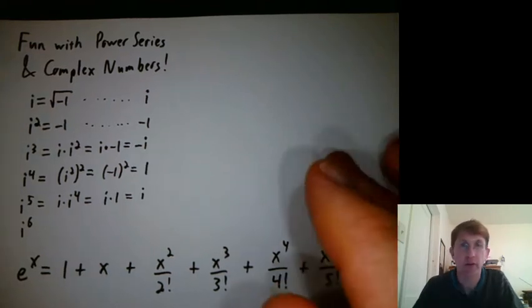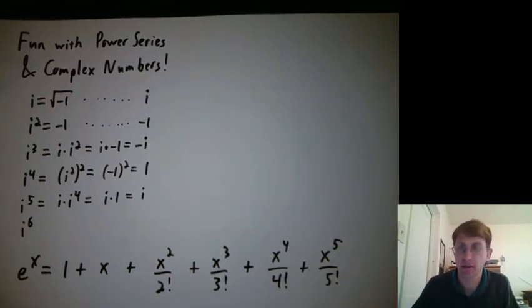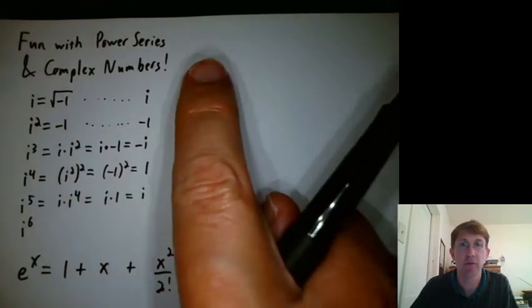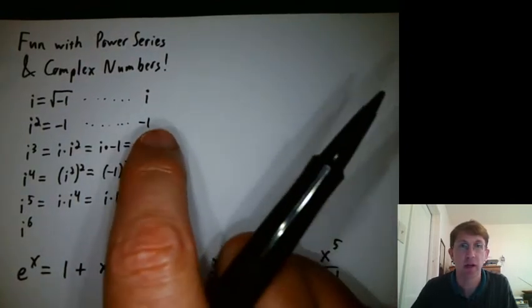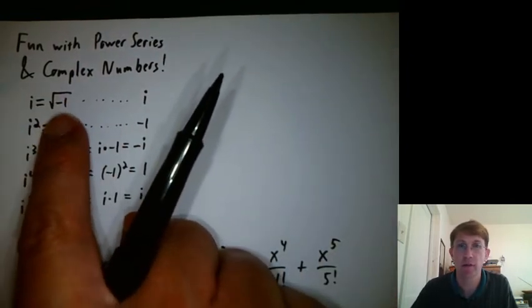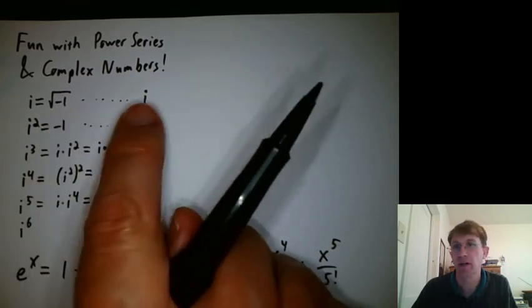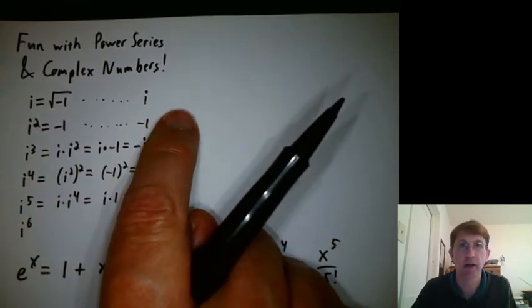Let's look deeply into what's going on kind of behind the scenes in a lot of interesting math stuff. So we'll do some fun with power series and complex numbers. Let's remind ourselves that i is what we call the square root of -1. Engineers call it j, but I'll keep using i.